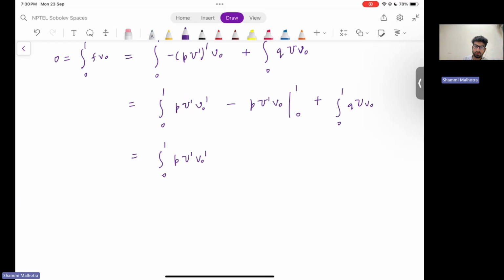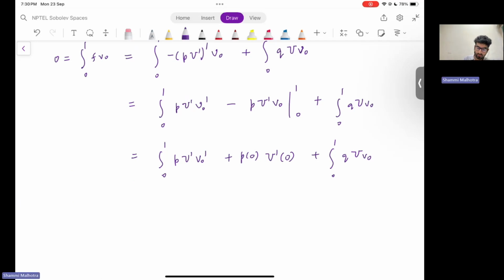So we have this v naught at 1 to be 0, so that thing vanishes. Already we have p at 0, and also v naught at 0 is 1 only. So it's p(0) u'(0) plus the integral from 0 to 1 of q u v naught.